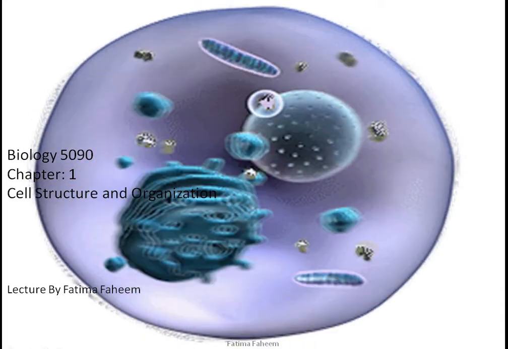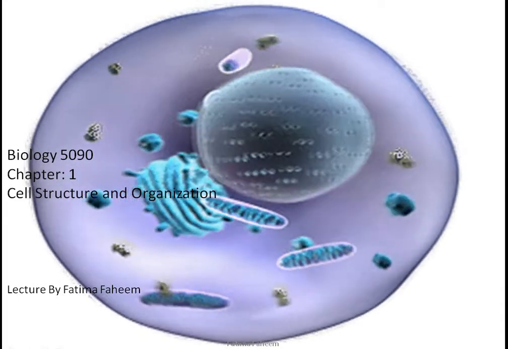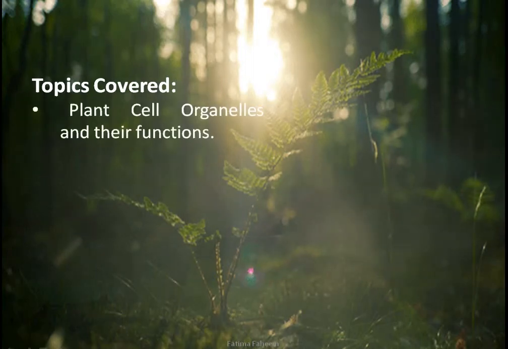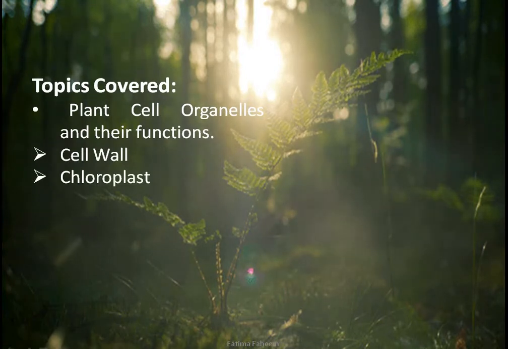Okay, students, this is chapter number 1, cell structure and organization. In today's lesson, we will go through some plant cell organelles and their function. We'll see what the cell wall looks like and what its function is. We'll also go through the chloroplast, its structure and function.